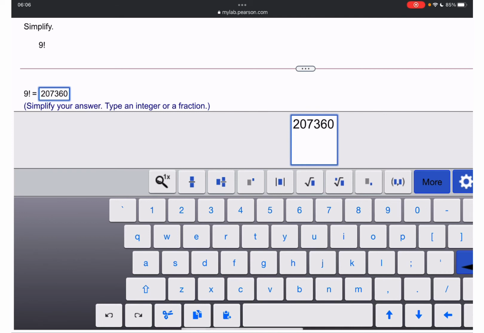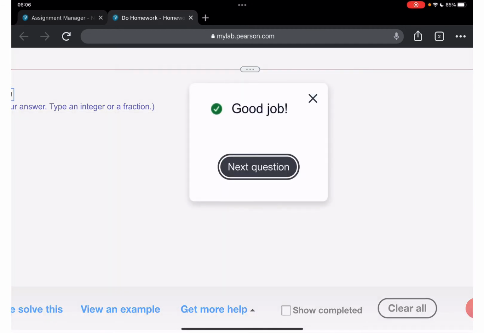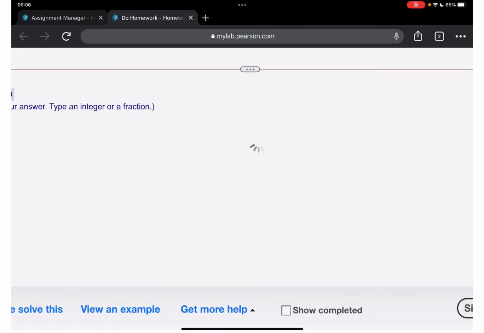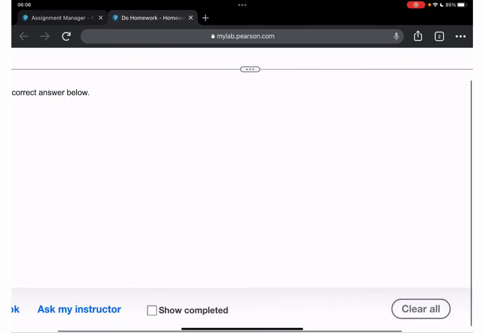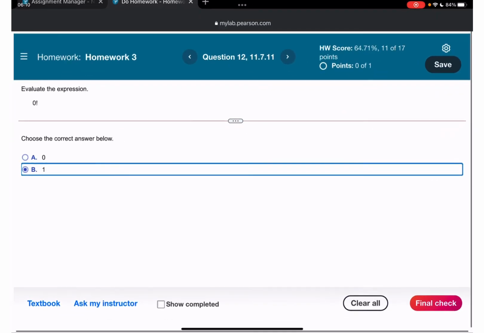This time I got different number. We'll see. 362,880. Good job. Question number 11. This one is very important, factorial. So factorial of 0, always 1. Always factorial of 0 is 1.